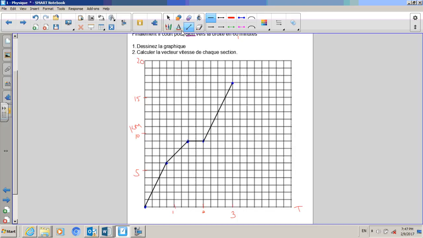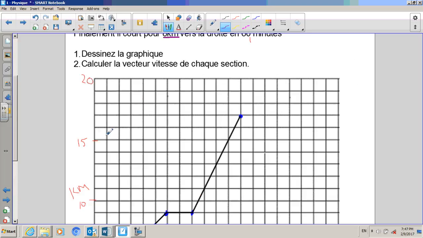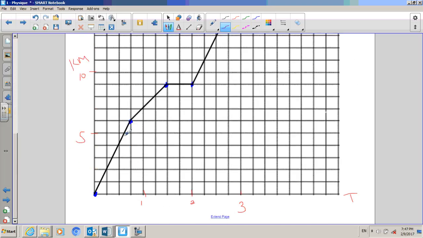Et calculer la vitesse vectorielle pour chaque segment. Ça, c'est la pente, right? So, here we go. La première, rise, c'est 6. Je zoom in a little bit. Rise de 6, run de 3 quarts. Alors, ceci, c'est le 6 sur 0,75.